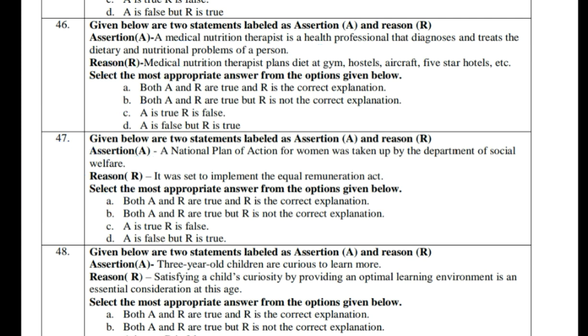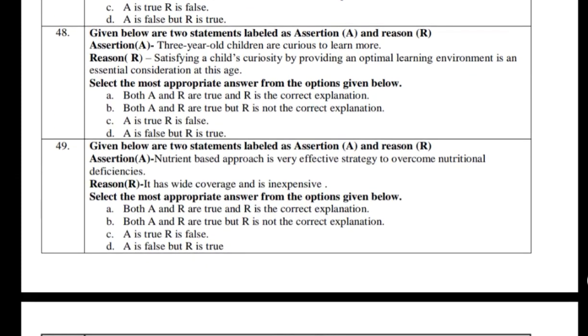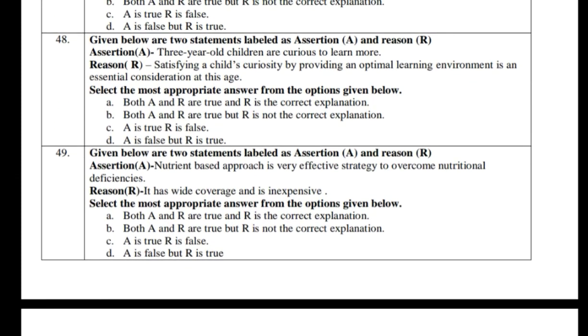Now let's move over to question number 48. Question number 48 says, given below, again, assertion: 3-year-old children are curious to learn more. Sure, they are curious. And satisfying a child's curiosity by providing an optimal learning environment is an essential consideration at this age. Yes, it is also required to satisfy the curiosity of such a small child, but again, a big but, is it the reason for the child to be curious?